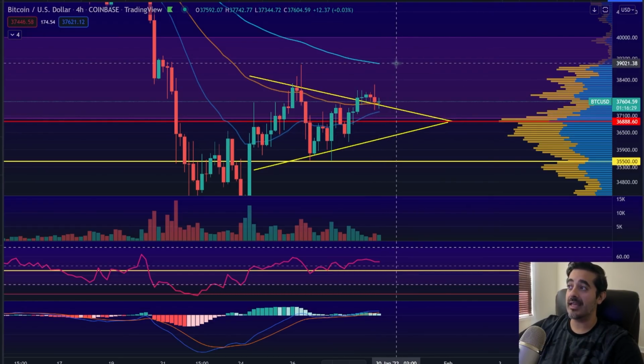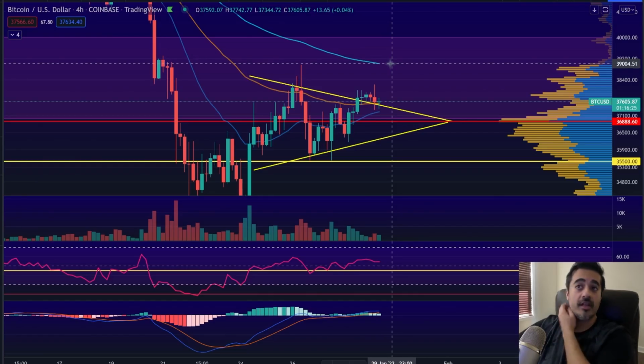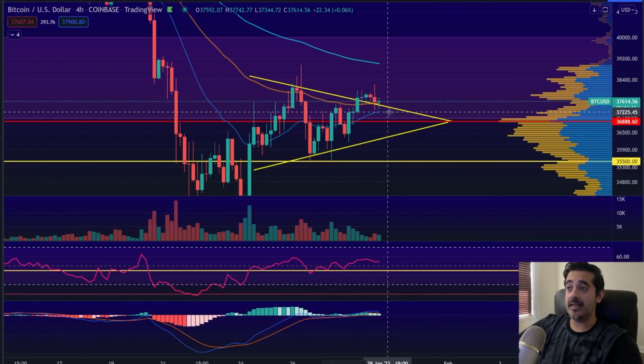If we move up, I'm looking at around 39,000 as being a major resistance. We have a moving average there on the 4-hour and on the daily, so it's a very important area. Now, short term, I think the key really is how do we interact with this 20?